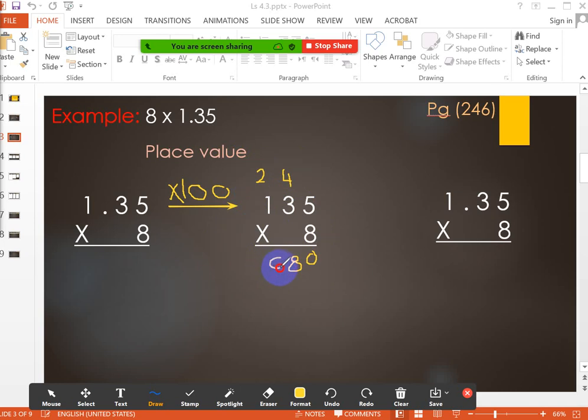So this is the answer for multiplication without a decimal. It will be 1080. But you have to keep in your mind that we multiplied the decimal number with 100 to make it a whole number. So that means I have to return to the same number.